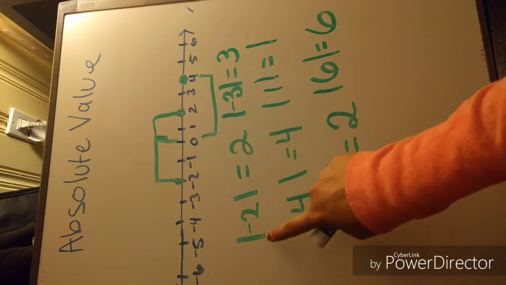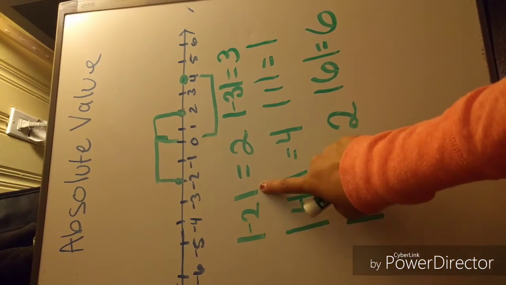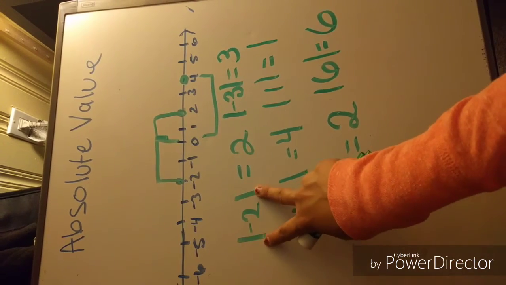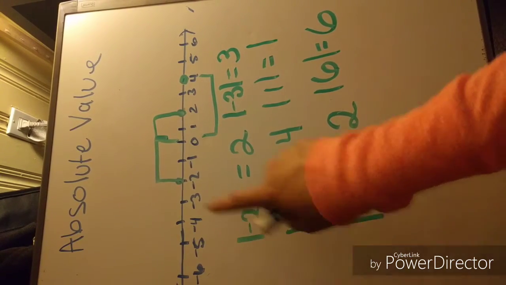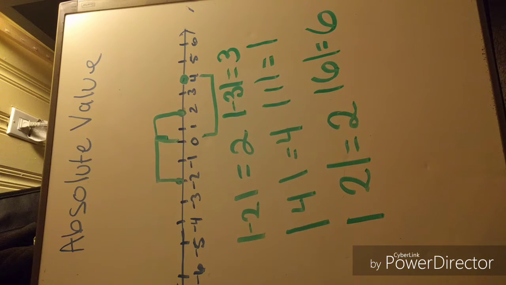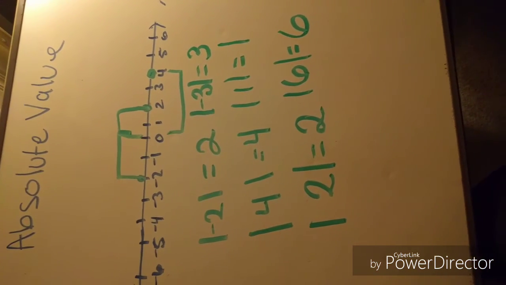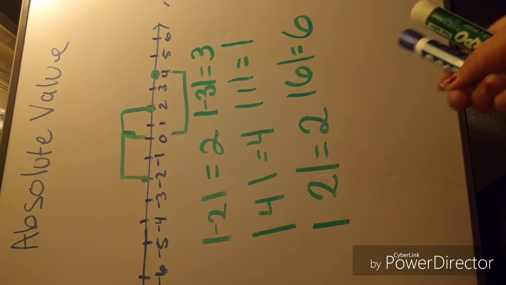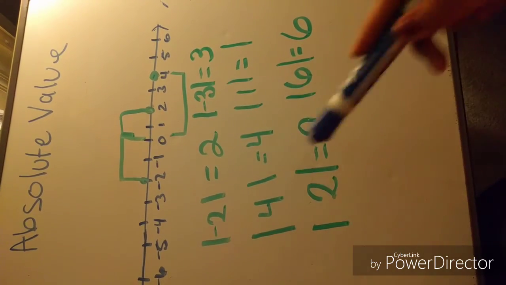And when you see brackets like this, you don't know what to do. All that means is find the absolute value. Find the distance between that integer and 0. That's super easy. We all know how to do that. Don't let the notation confuse you. And don't let the negative numbers confuse you. The negative number just indicates the direction. It just indicates it's going to the left instead of going to the right.